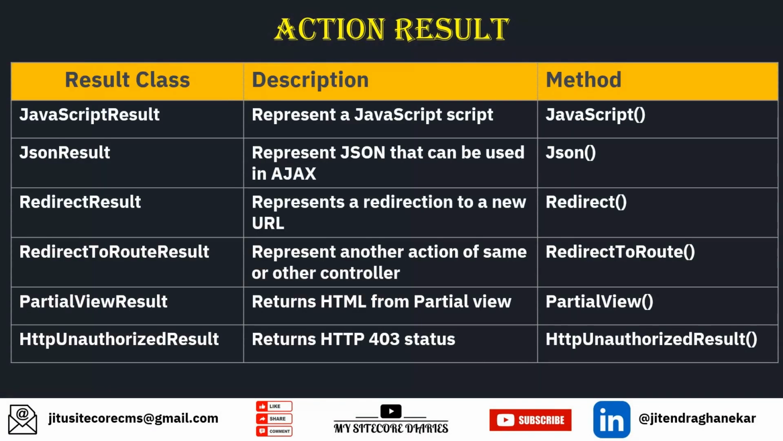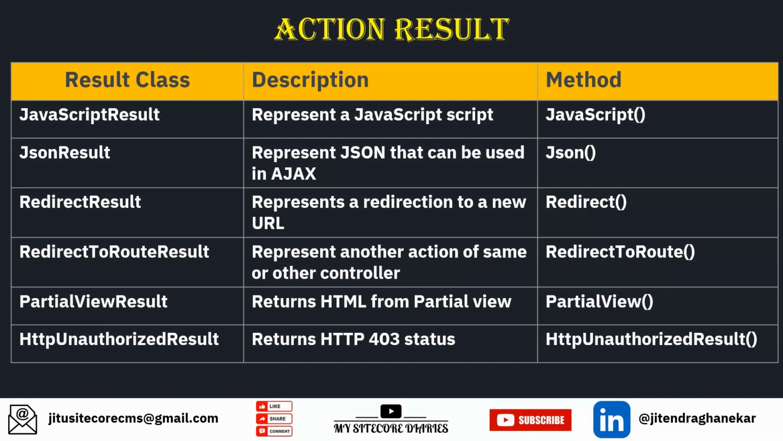Then you have a JavaScript result. It represents a JavaScript script. So basically, if you have any JavaScript which you want to return, it's generally used where you will call JavaScript from an action method, which will return the complete JavaScript. You can use the method JavaScript here. Then you have a JSON result. This JSON result represents the JSON string. So it returns the JSON string which can be used in Ajax. The method used is Json.